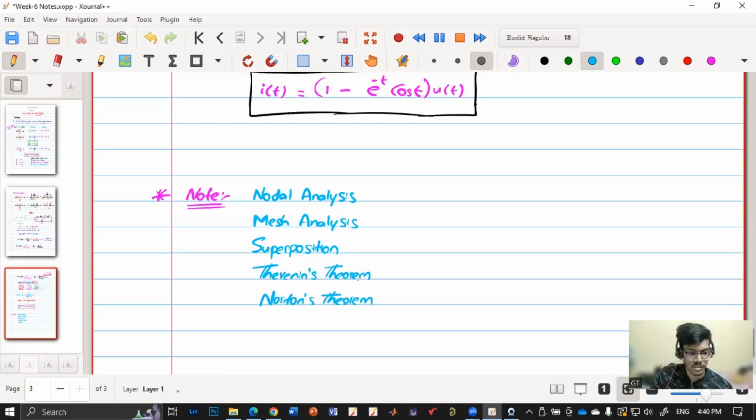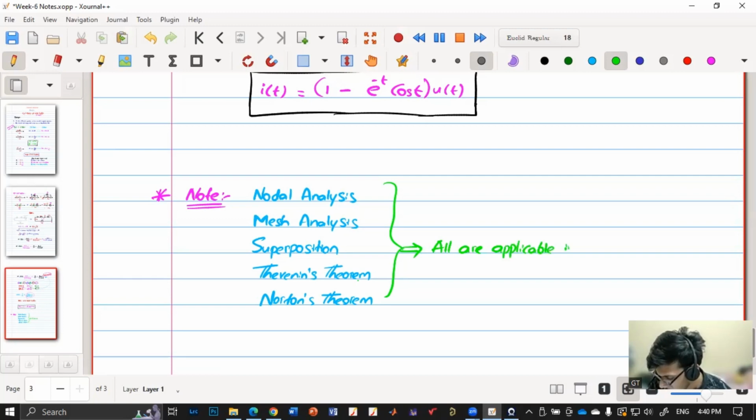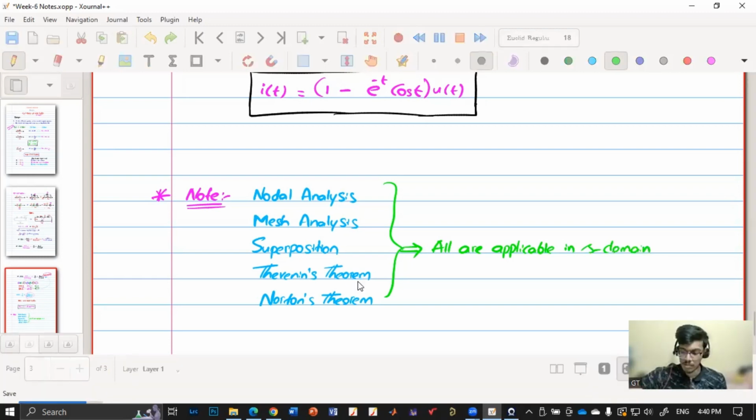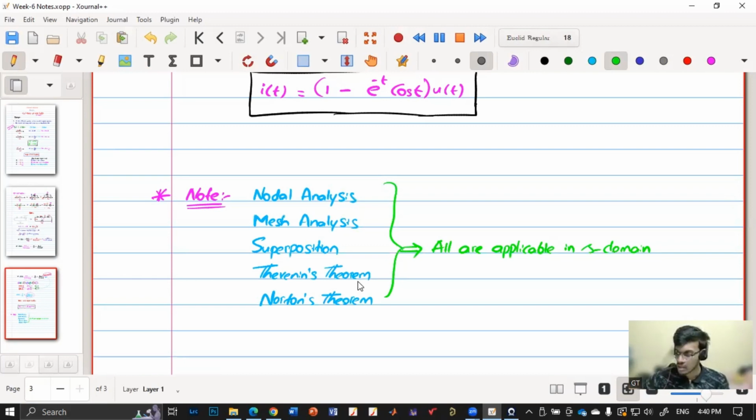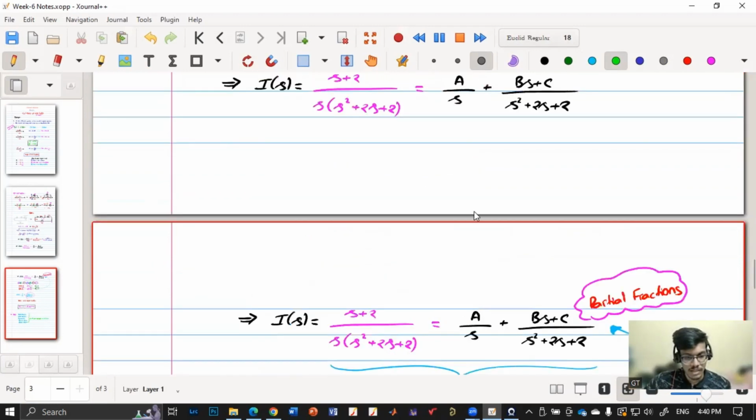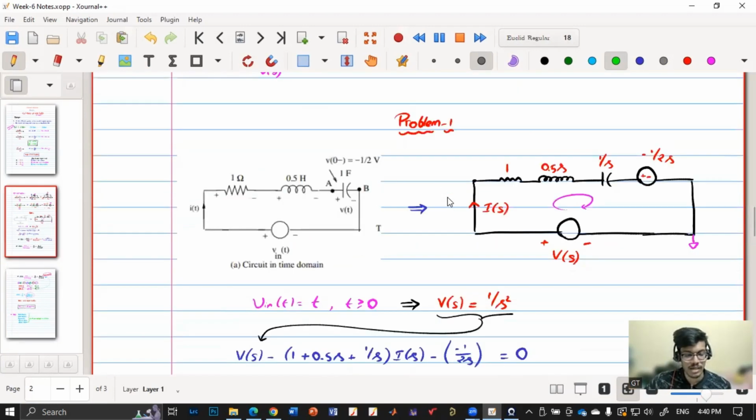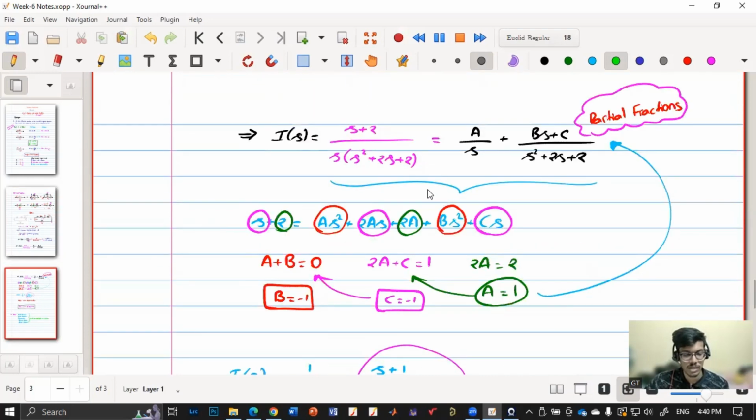transform results table, which we have to memorize so that we can solve the answers quickly. All are applicable. So in the S domain, all are applicable. We are only converting into some domain where things are much simpler and everything can be solved just like any other circuit. And then we have to apply inverse Laplace transform.